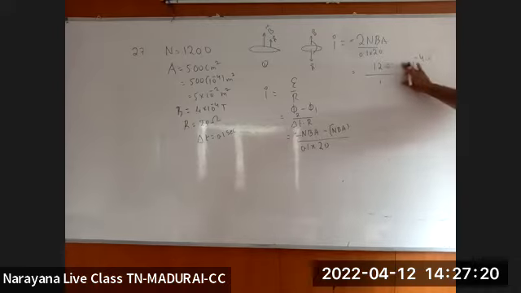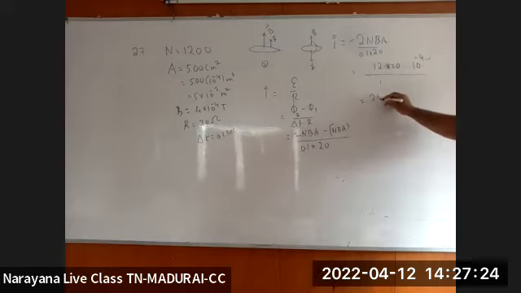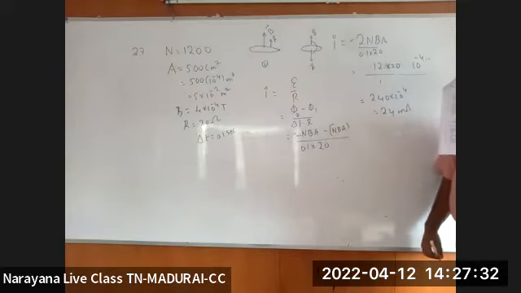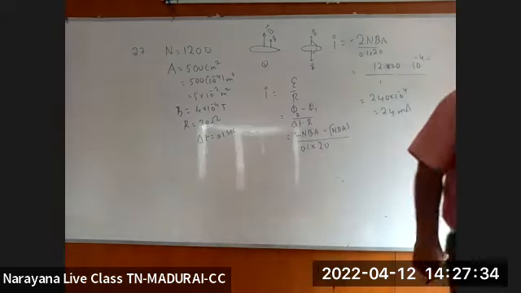4 5s are how much? 20. How much is this? 240 into 10 power minus 4. So 24 milliampere is our answer. Which is the right answer? 24. Option 2 is the right answer.